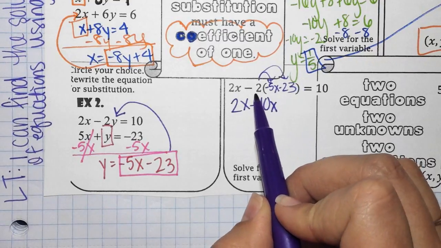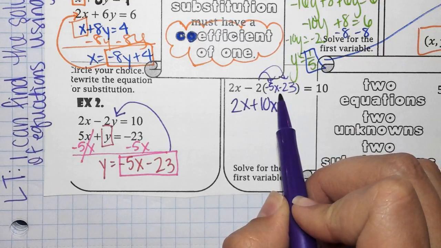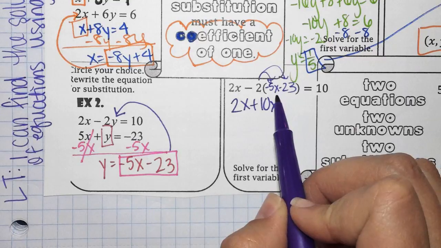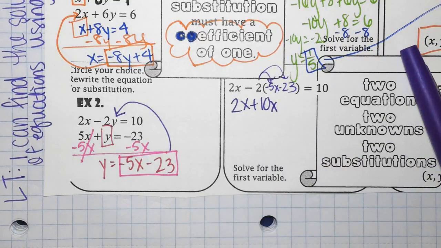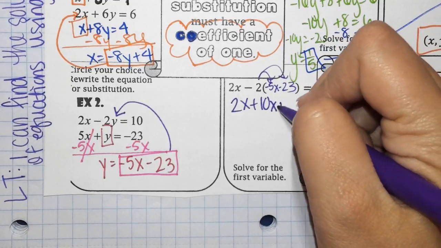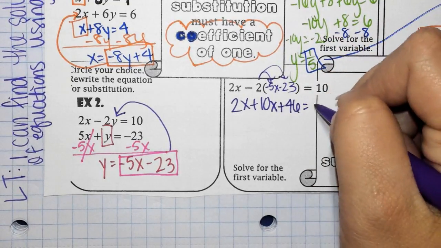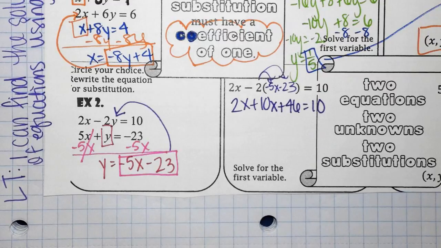Now, what's negative 2 times negative 23? Negative 46. A negative times a negative is a positive. So as Jorge yelled at me, positive 46. Take a point, Jorge.